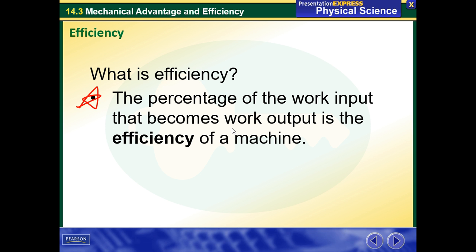The second part of the lesson we titled efficiency. So let's kind of hit on what is efficiency. It is the percentage of the work input that becomes work output. Oftentimes you hear people talk about the efficiency of a heater running, or how well does it heat up a house, the fuel efficiency of a car. It just tells us how well our machine is functioning and producing the work that we want to see.